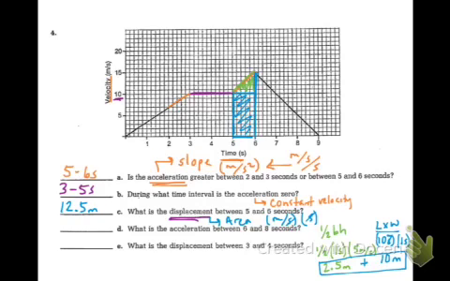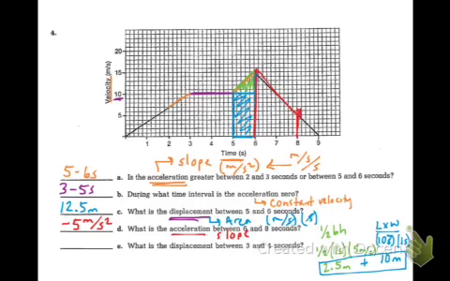What is the acceleration between 6 and 8 seconds? So again, acceleration, you want to find slope. So we do change in y over change in x for this particular section here. And you should have gotten -5 meters per second squared. Okay. It's negative because you take a look at the slope itself, it's going down.